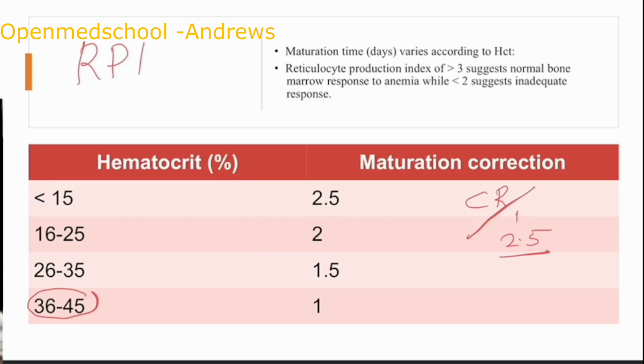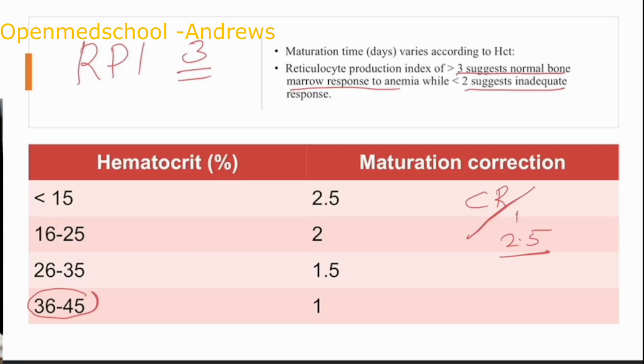So what is the reticulocyte production index? Many people take 3 as the cutoff value. RPI more than 3 suggests a normal bone marrow response to anemia, and less than 2 suggests an inadequate response. Hope this point is clear to you. So you are correcting two levels: one for the hemoglobin, and next you do a maturation correction.